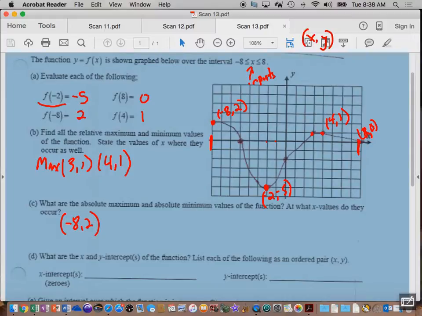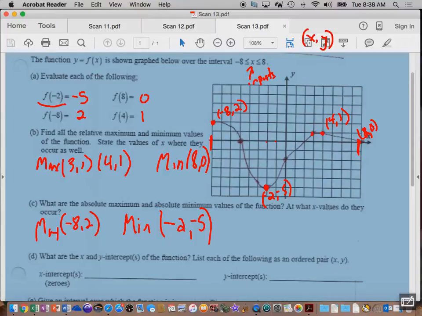Now, as far as a relative minimum, 8 comma 0. Right? Because it's a minimum, it's the bottom of a part of the graph, but it's not absolute. The absolute minimum is -2, -5. Okay?